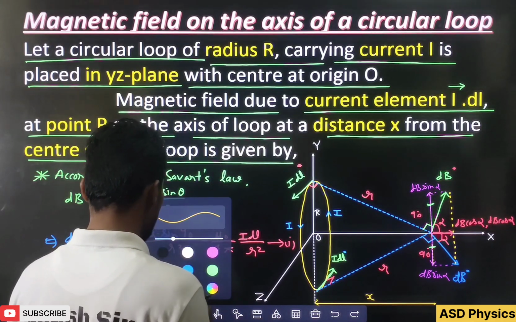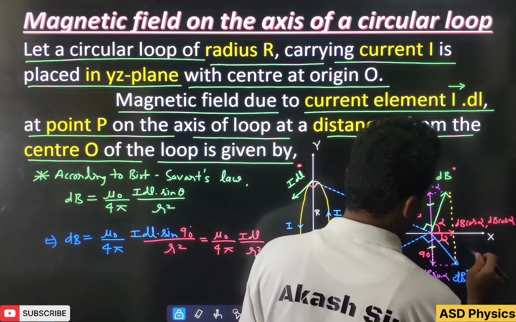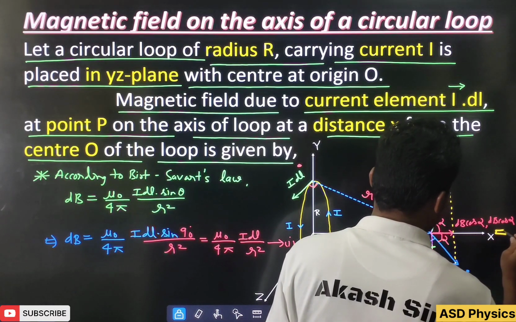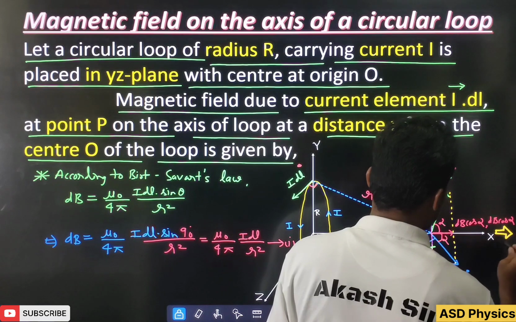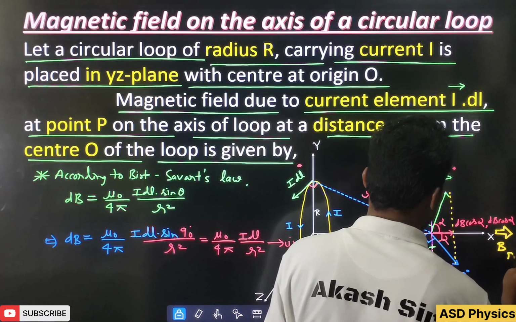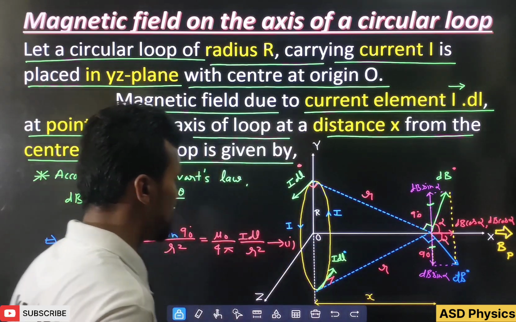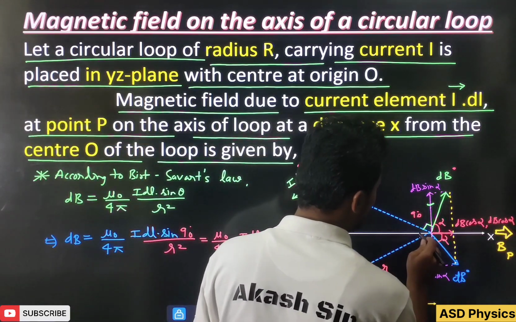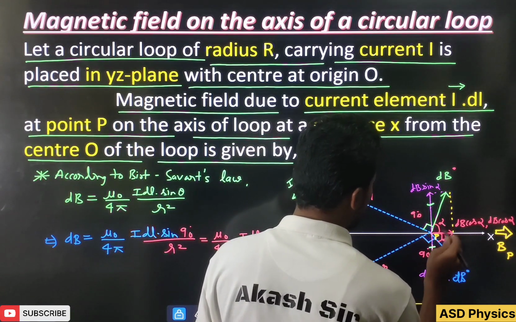That means you will see that when all this dB cos alpha adds up, the resultant magnetic field will be in this direction. In this direction we get the resultant magnetic field BP. The resultant magnetic field at point P will be in which direction? Horizontal direction, because all these components we have to add here. This is P.